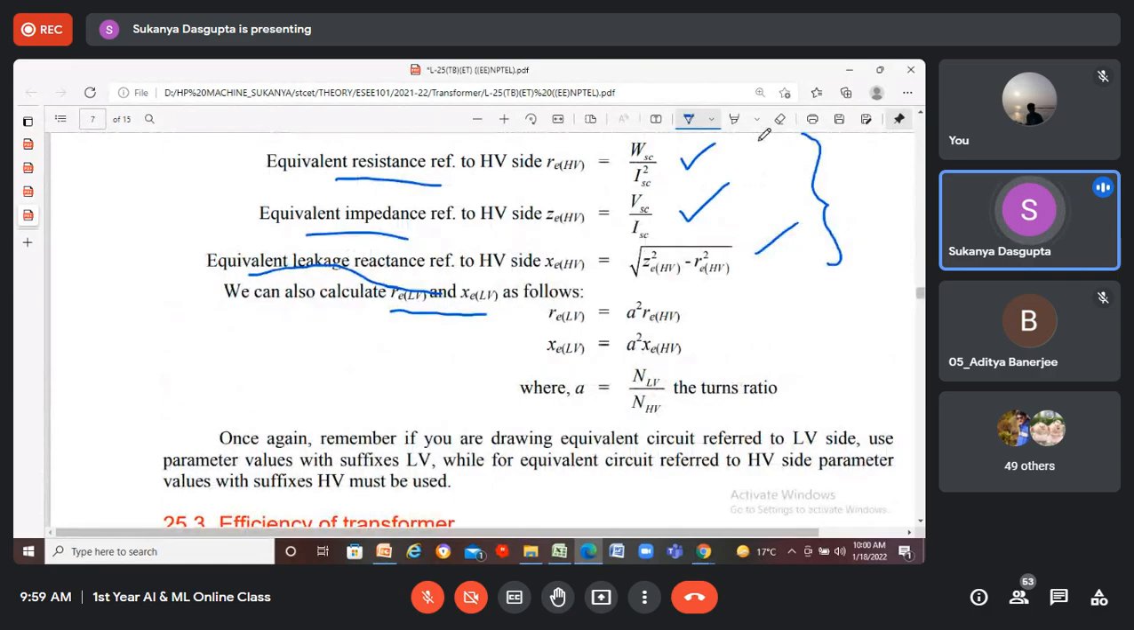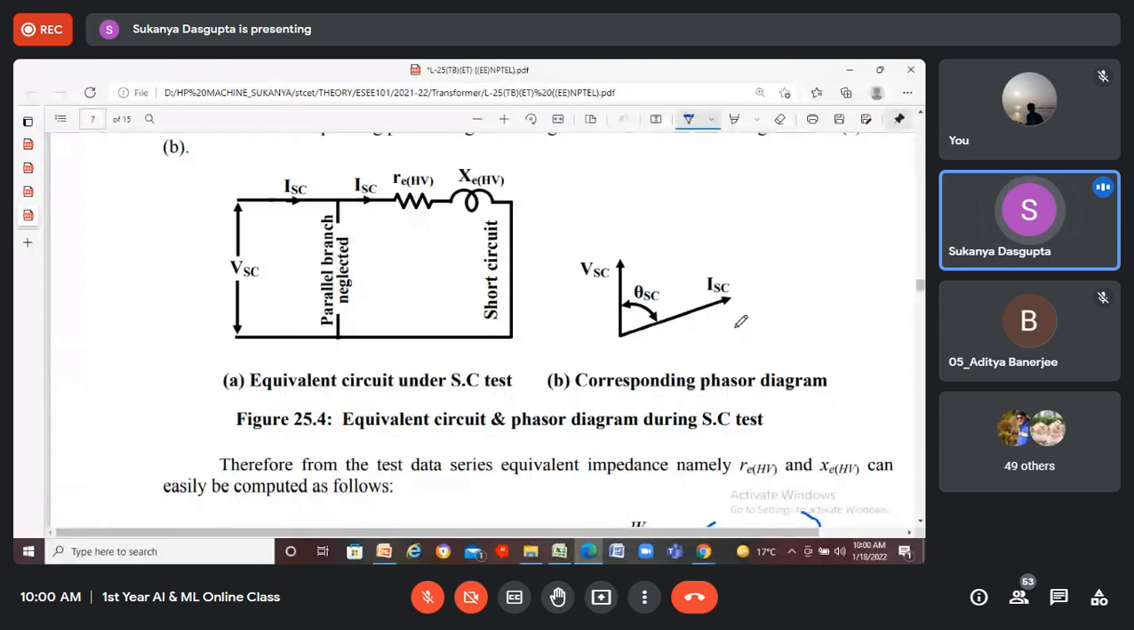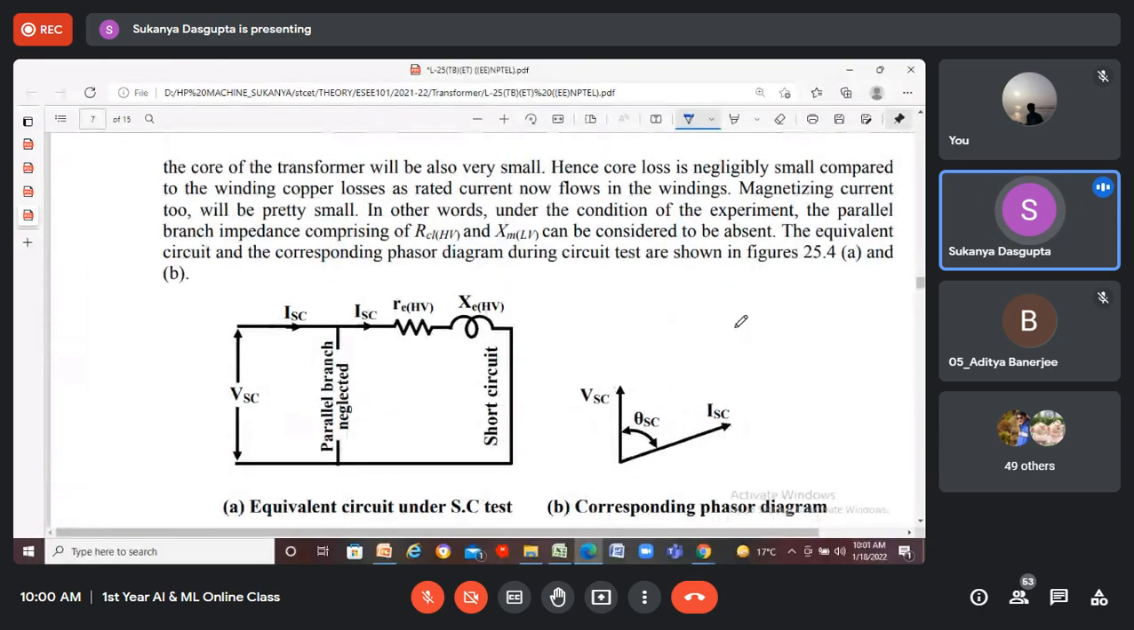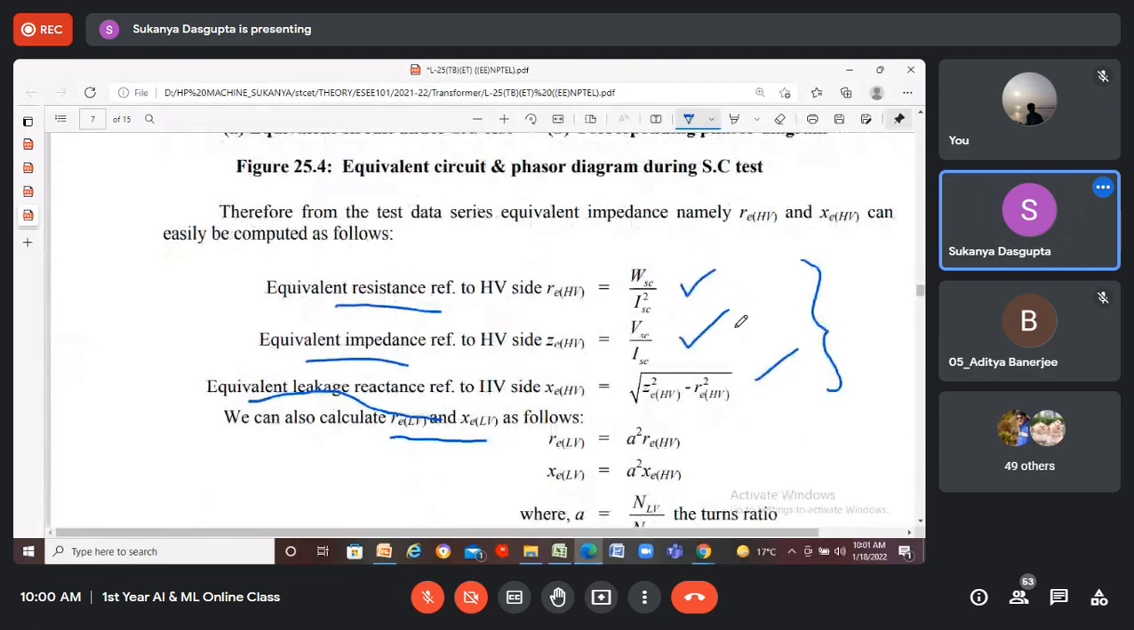Why is it required to perform the open circuit and short circuit tests, and what are these two tests? The circuit configurations, equivalent circuit, and phasor diagrams. Do you have any queries, any confusions up to this?